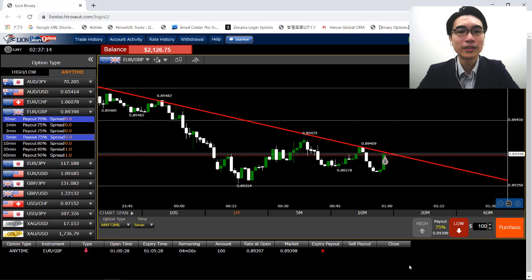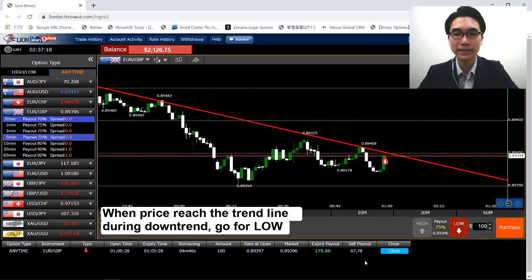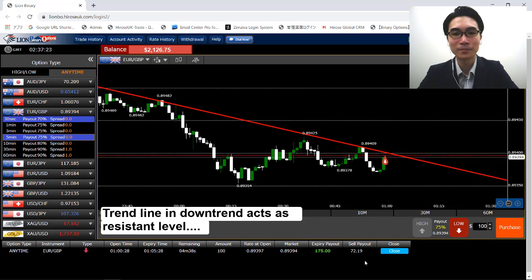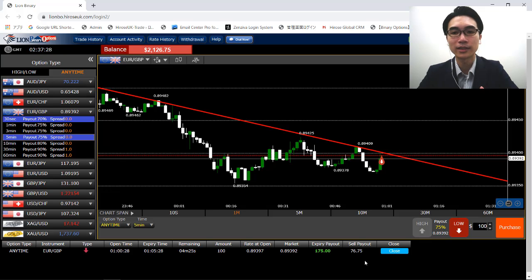And when the price, in this case a downtrend, reaches the trend line, we will place a low option. A trend line in the downtrend acts as a resistance level, which means the trend line resists the price going further up. When the price touches the trend line, it will most likely come down.